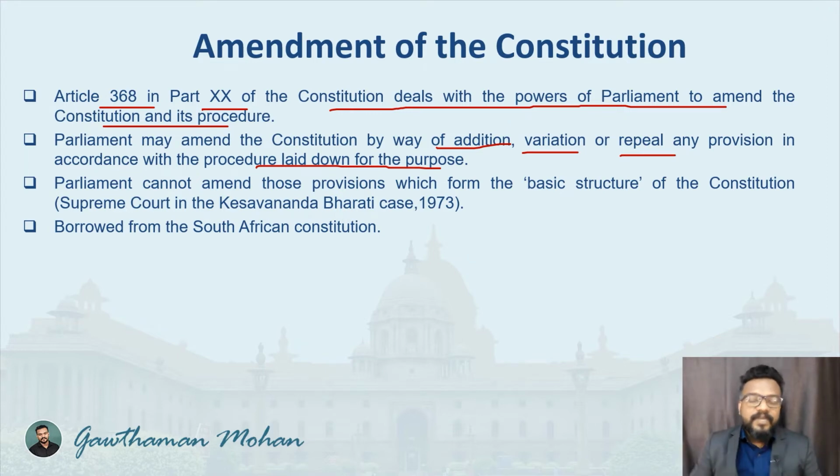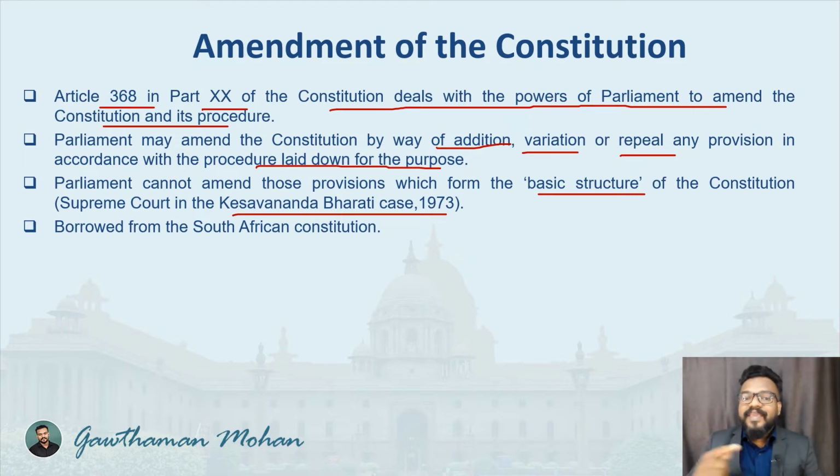But what do you mean by this amendment? It means it's a change that we are making. That change can be either adding certain things, or deleting certain things, or changing and editing certain things. Okay, so that is what amendment means. The Parliament cannot amend the provisions which form the basic structure of the constitution, which means the Parliament has the authority to amend the constitution, but the judiciary or the Supreme Court is the guardian of our constitution. So the Supreme Court ensures that everything is going on in accordance with the constitution and its rules.